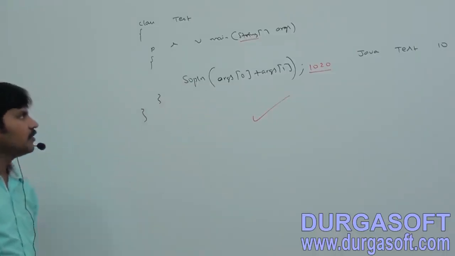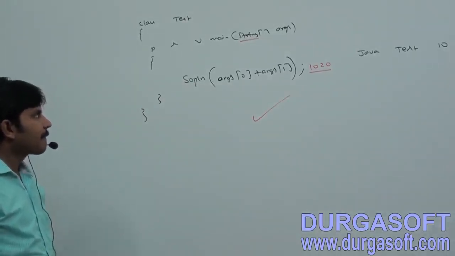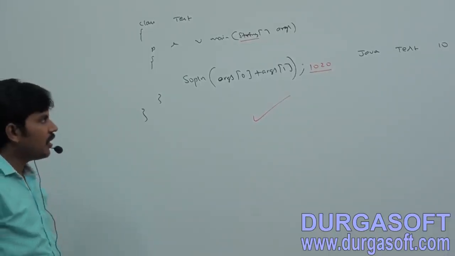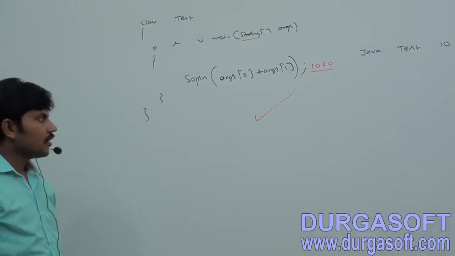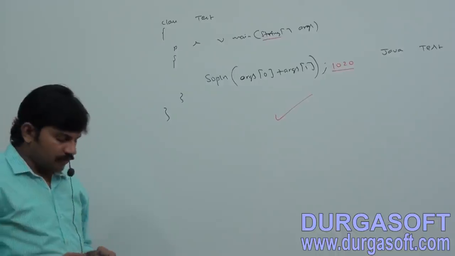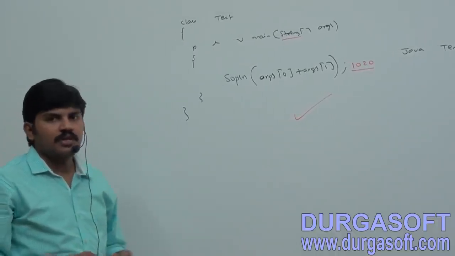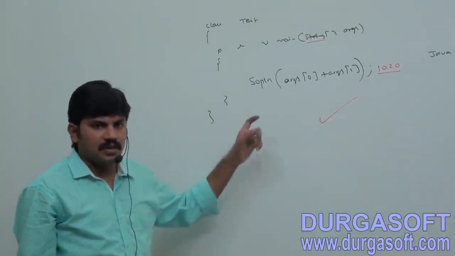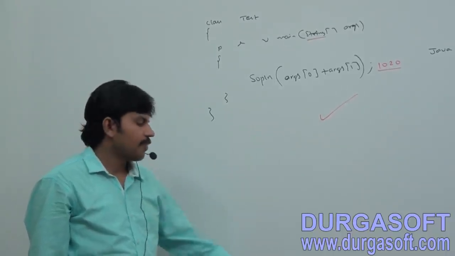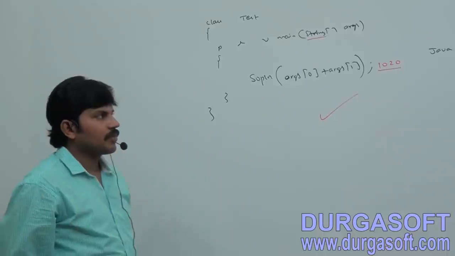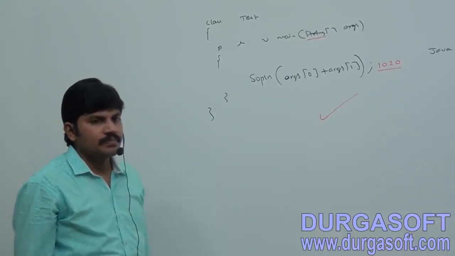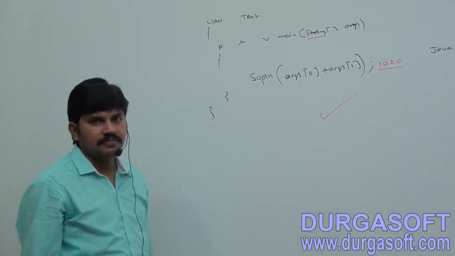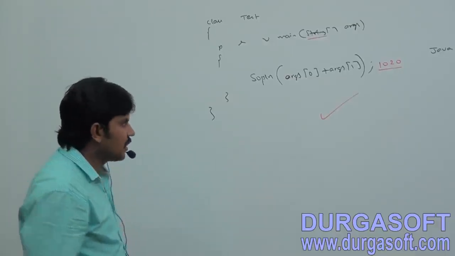Okay, take this example. Class test, public static void main string array args, SOP of args of 0 plus args of 1. The answer we are going to get is 1020, like this. Is it clear for all of you, right? Java test 10 20. For that, the output we are going to get is 1020. Okay, this is case 3.